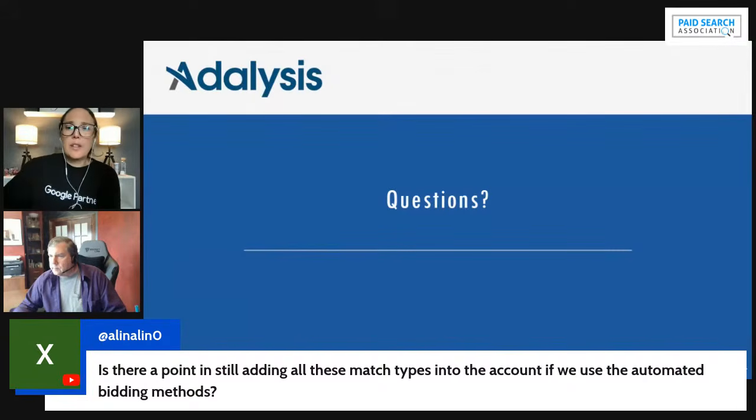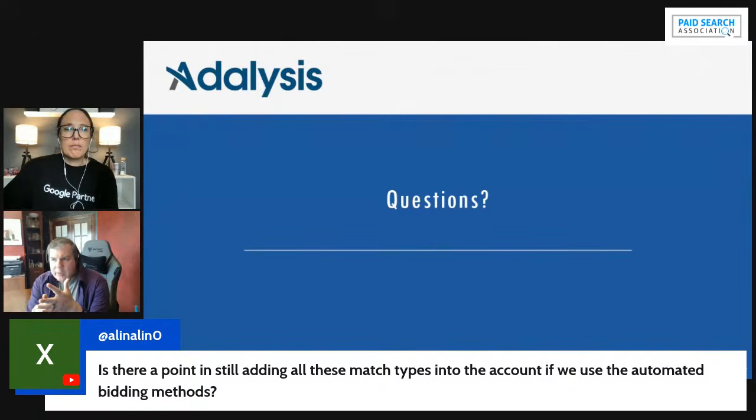So the question is: is there a point in still adding all these match types into the account when we have automated bidding? Yes. Oh gosh, I can't say this enough. I'm going to take a moment here, because it actually needs this much time. One, if you don't add the actual keywords, you don't know your quality score, you don't know your impression share data to understand what's getting what type of data, and you don't know what ad's going to be served.